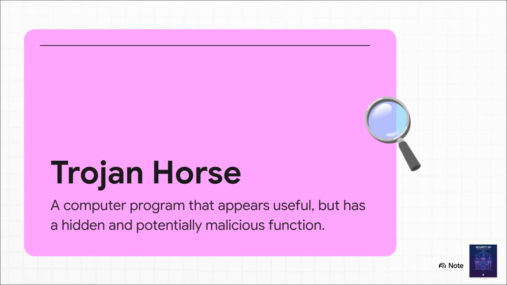And our third way malware spreads is the Trojan horse. And yeah, it's just like the myth. This is all about deception. A Trojan disguises itself as something you actually want. A cool game, a useful utility, maybe even a security update. It tricks you into willingly letting it through your defenses. Then, once it's inside, it unleashes its real, hidden, malicious purpose.